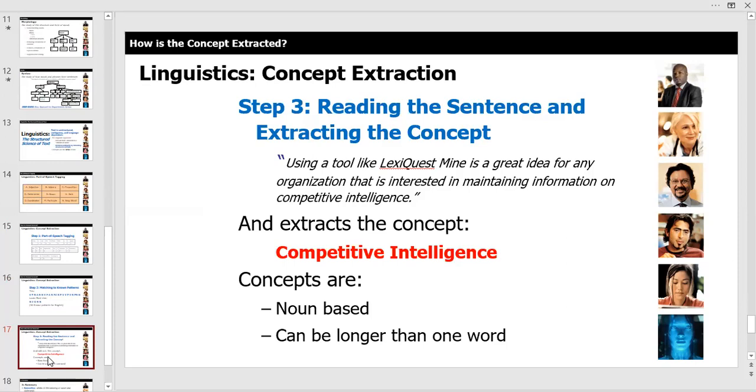So reading the sentence and extracting the concept: using a tool like LexiQuest Mine is a great idea for any organization that is interested in maintaining information on competitive intelligence, and it extracts the concept competitive intelligence. Concepts are noun-based and can be longer than one word. Again, this is important. Language is important because it drives rules, which we're going to come to later on. I'm pretty sure next week is the rules, and then after that is the requirements structure, the easy approach to requirements syntax.